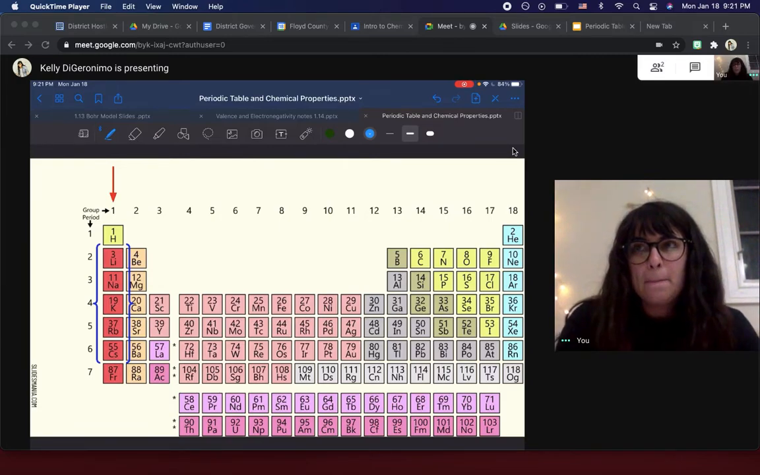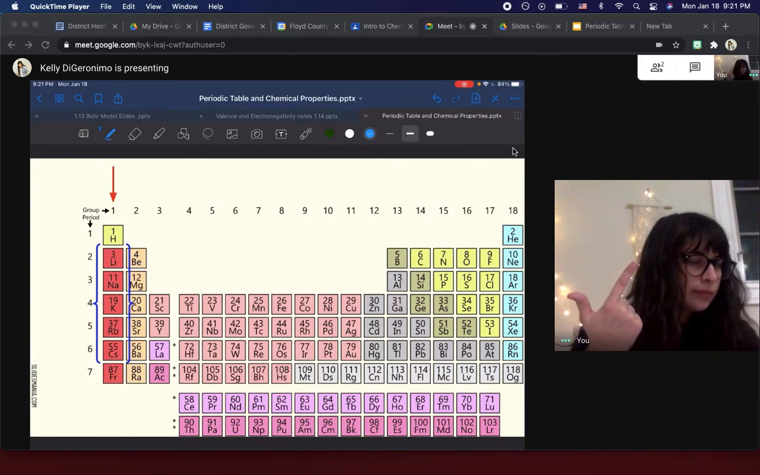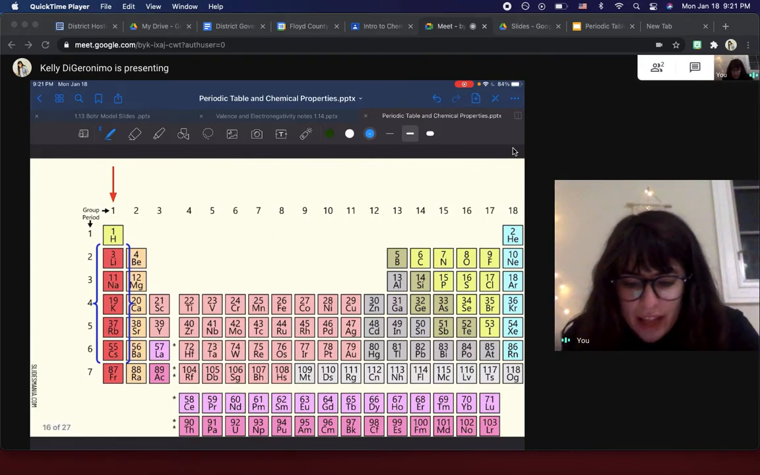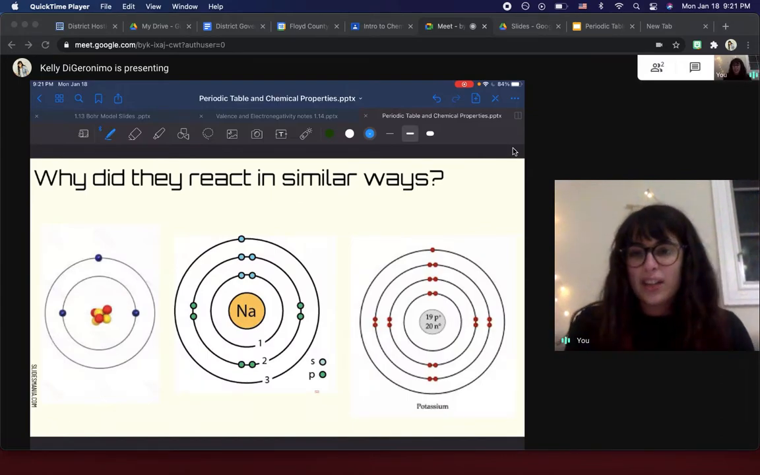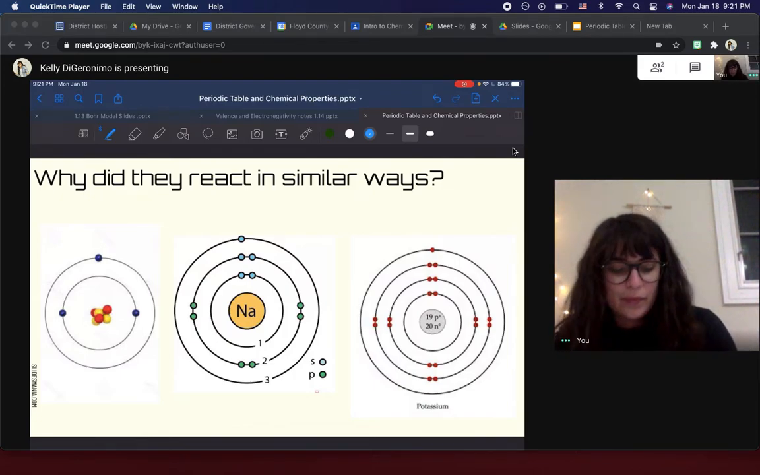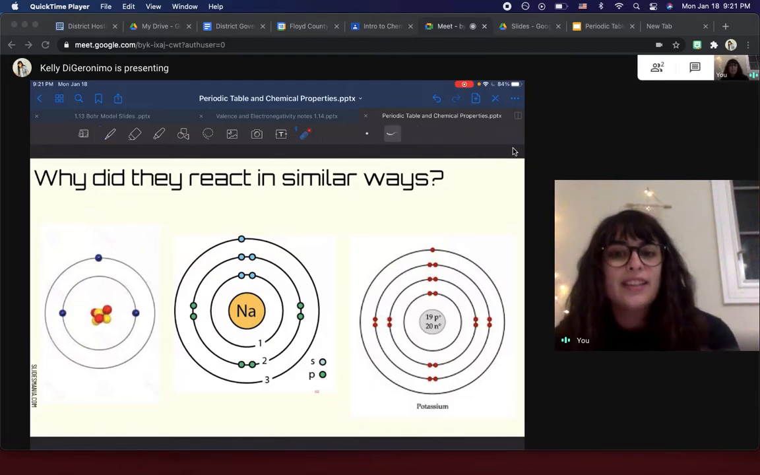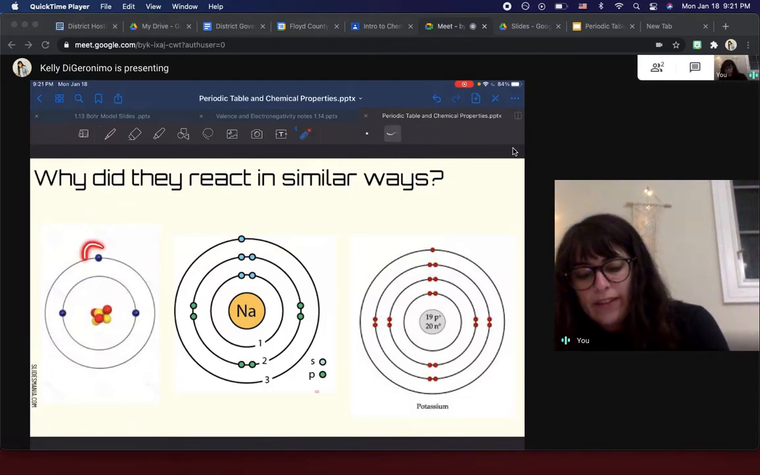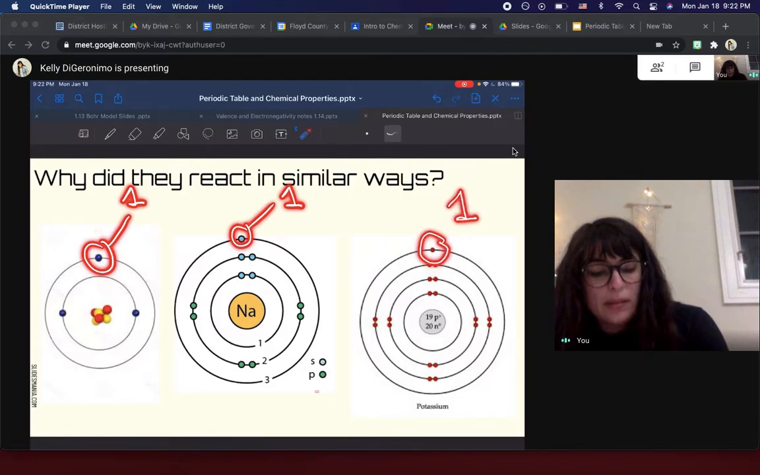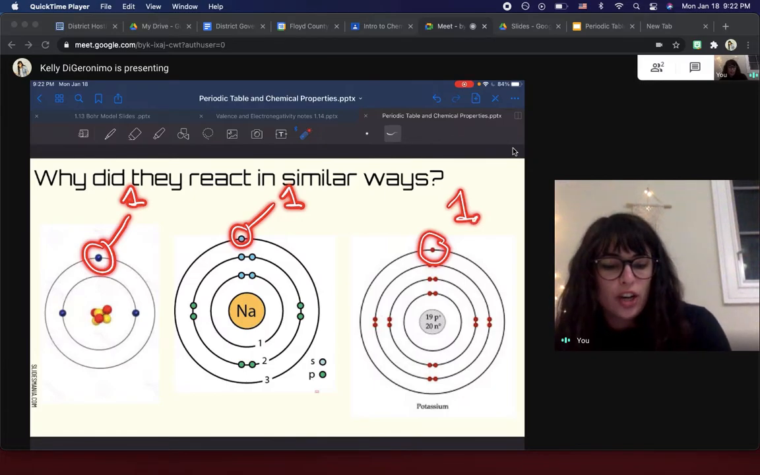The question is, okay, they're in a group because they're similar. Why are they similar? What makes them like that? Let's take a look at the elements that you might find in the same group. What you might find they have in common is that they have the same number of valence electrons. Let's count them. We have 1 valence electron, 1 valence electron in sodium, and 1 valence electron in potassium. So even though these elements have different total electrons, they have the same number of valence electrons.